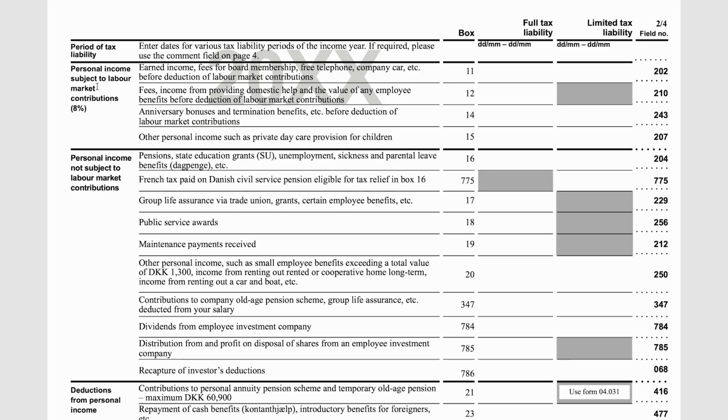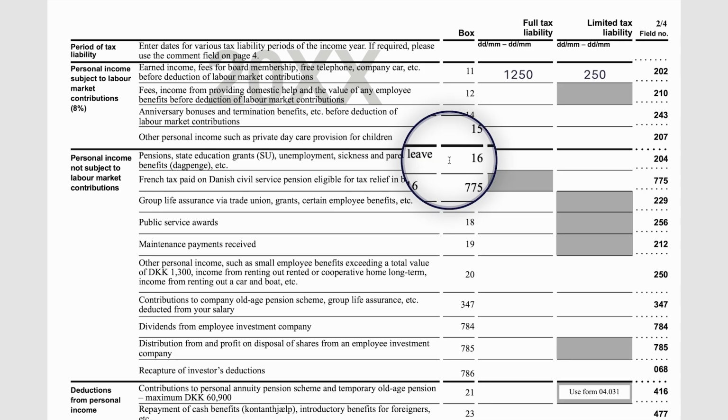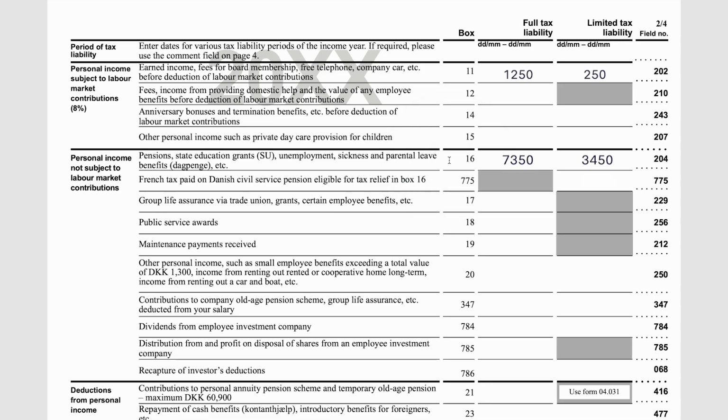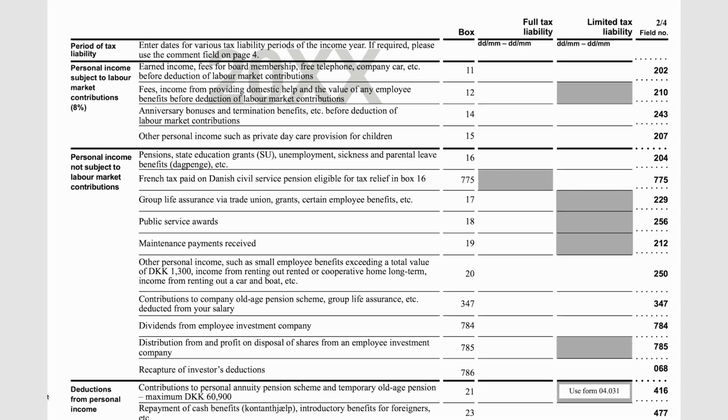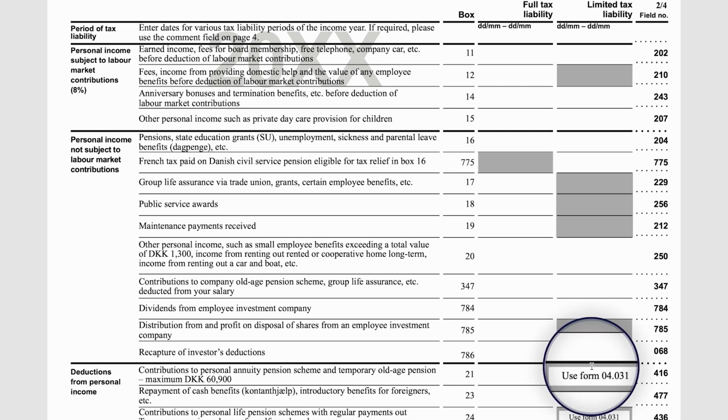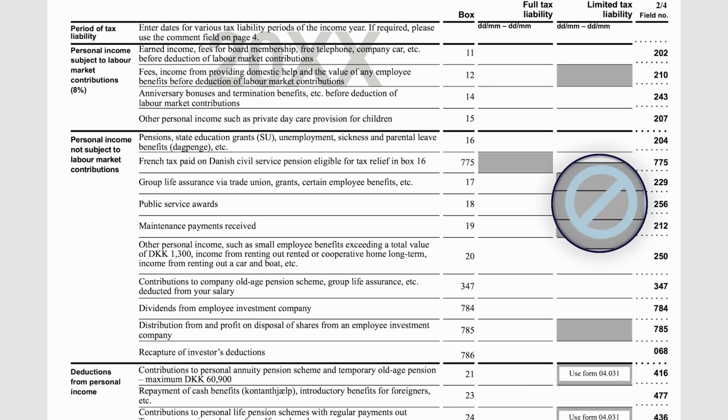Fill in your calculated income in each of the columns for full and limited tax liability. For instance, box 11, earned income, and box 16, SU, pension, unemployment benefits, etc. Fill in the fields that are relevant to you based on your information. If a form number is referred to in a box, please complete that form and send it together with this tax return if you have any information to add. Grey boxes should not be completed.